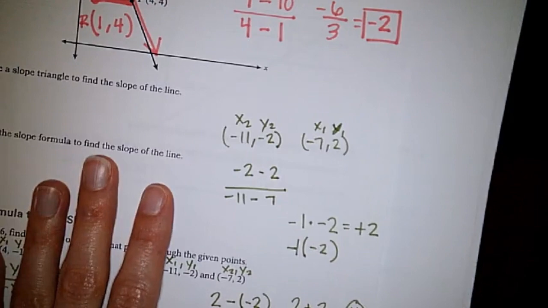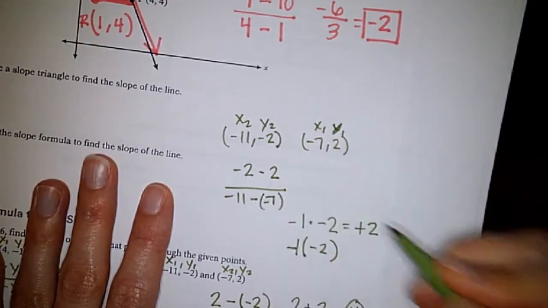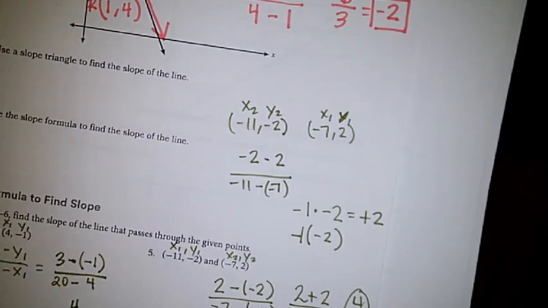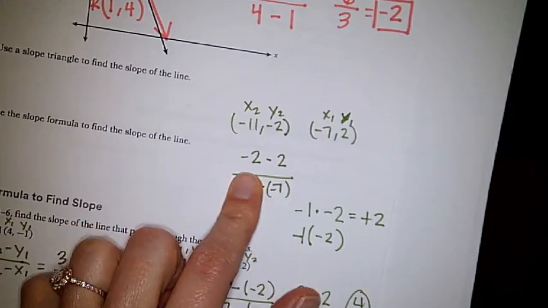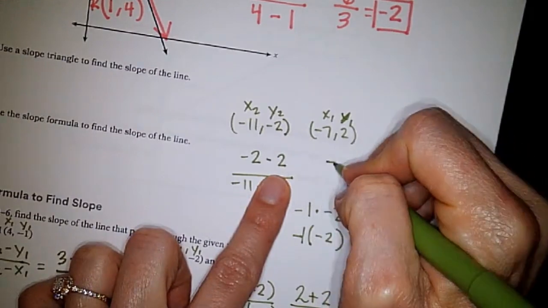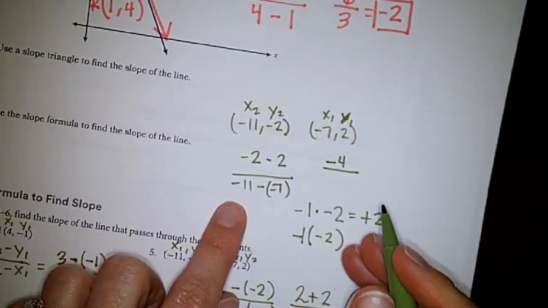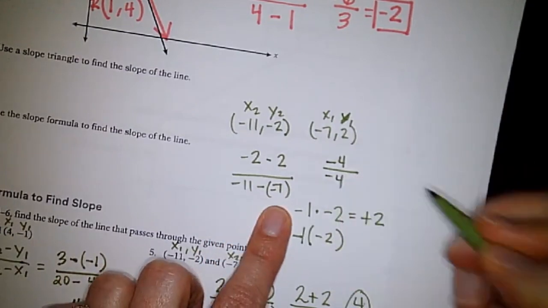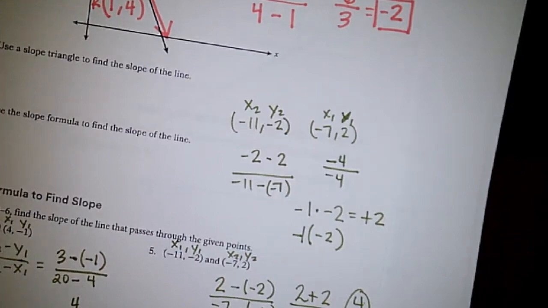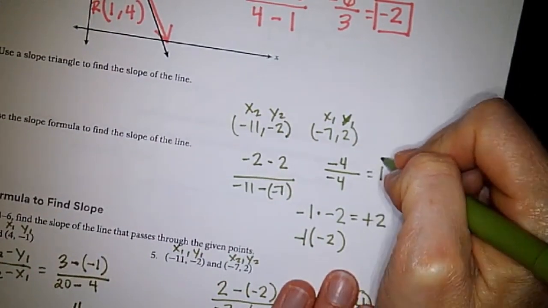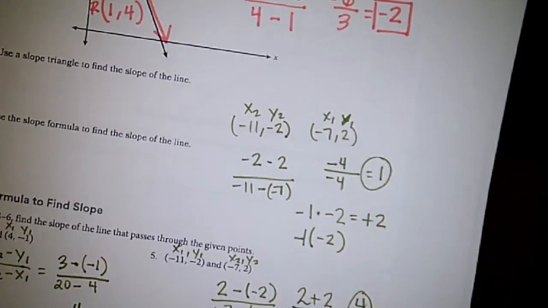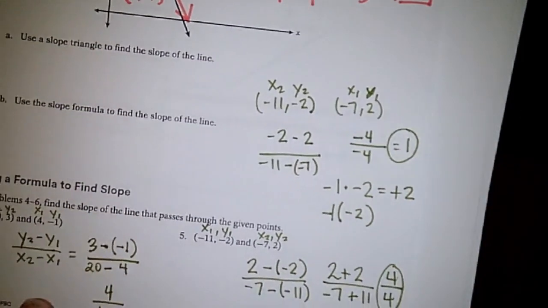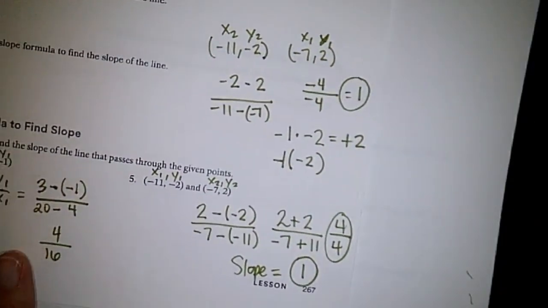Ready? Okay. What's negative 2 minus 2? Negative 4. What is negative 11 plus 7? Negative 4. What is negative 4 divided by negative 4? 1. Did you get the same answer? You got 1 both ways, right? So, it does not matter which one you use. You're going to get the same answer. One, you're going to have to deal with negatives. The other one, you're not.